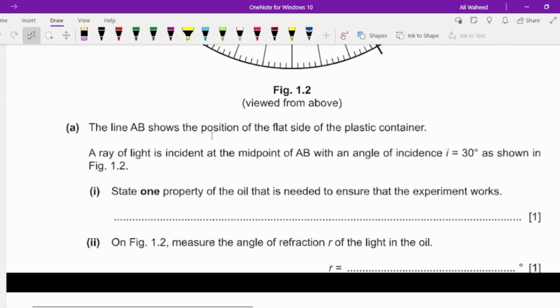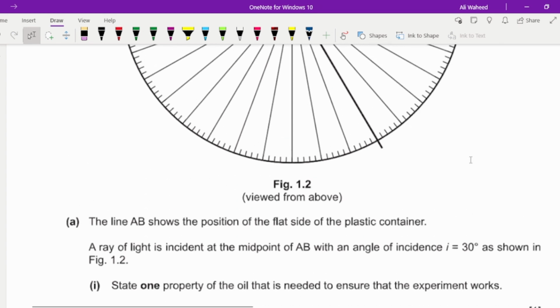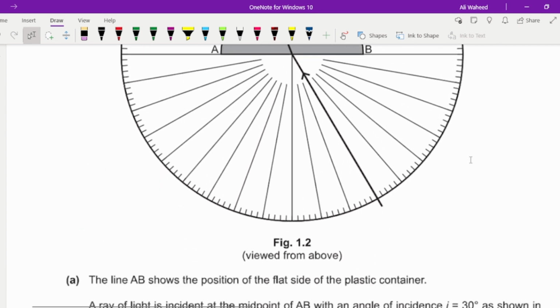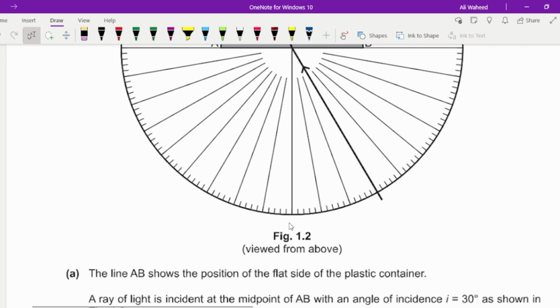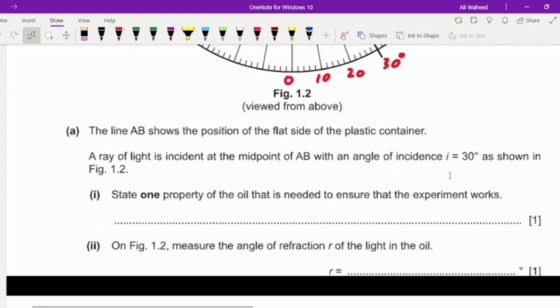The line AB shows the position of the flat side of the plastic container. The ray of light is incident at the midpoint of AB with an angle I equals 30 degrees. As we can see from here, the angle of incidence is 30, because if you start from the normal, that would be 10, that would be 20, that would be 30 degrees.